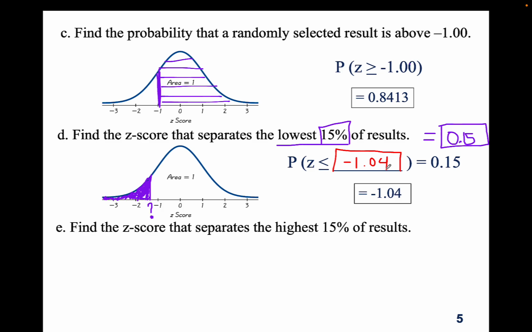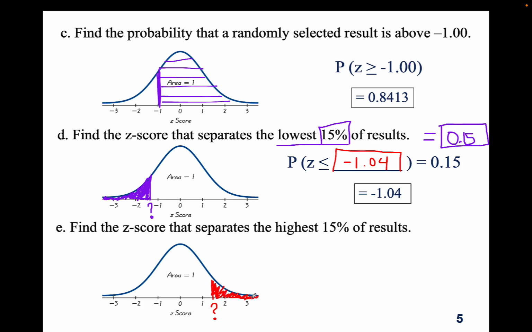All right, let's try another one like that. Find the z-score that separates the highest 15%. Highest 15%. Okay, so we've got to start shading in the highest z-scores. So we're going to be shading in all this stuff. These are the highest z-scores. And at some point, we're going to stop when it's 15%. We can only eyeball it here, but using our technology, we can get an accurate z-score that separates the highest 15%.